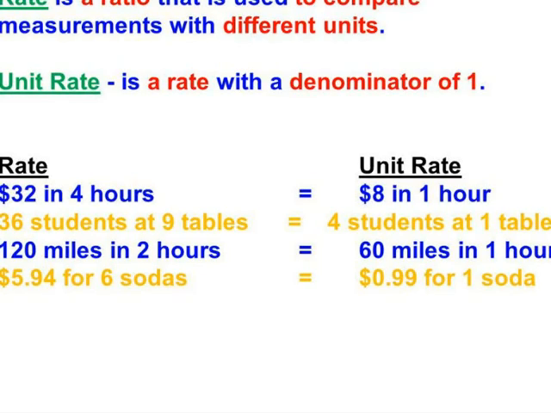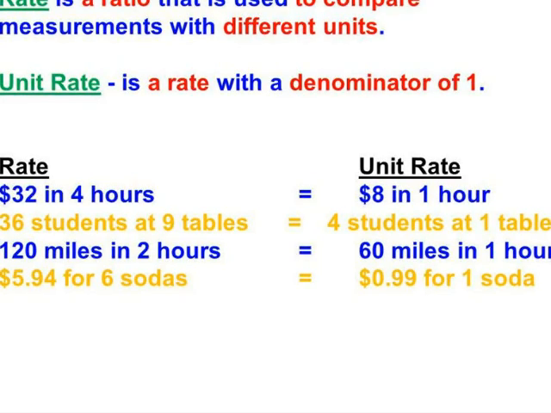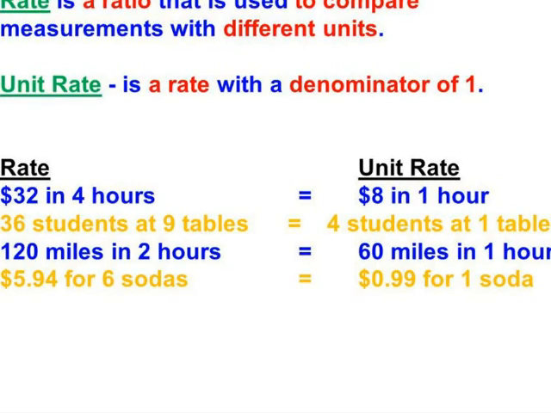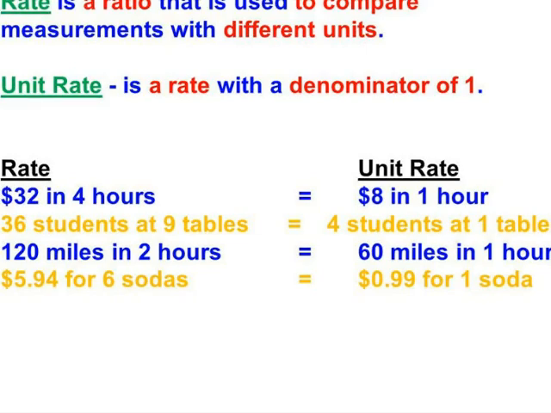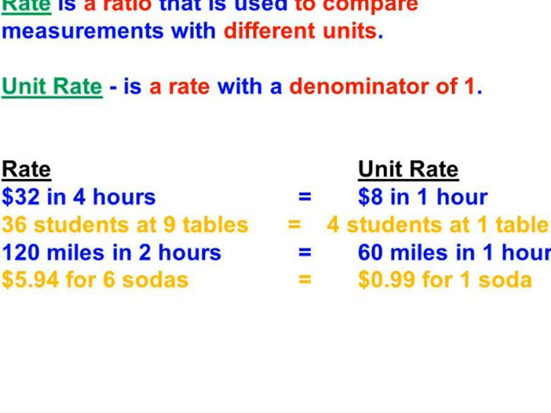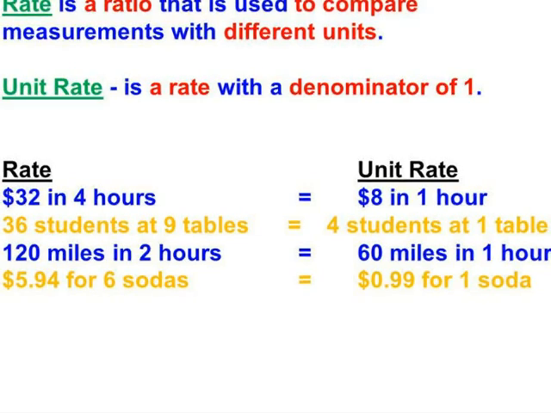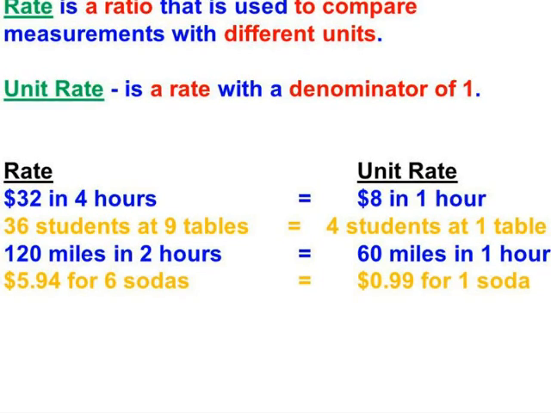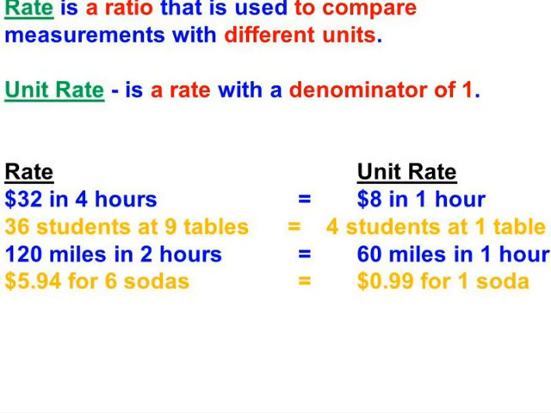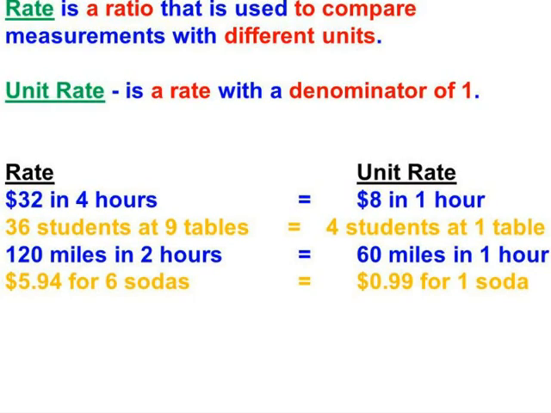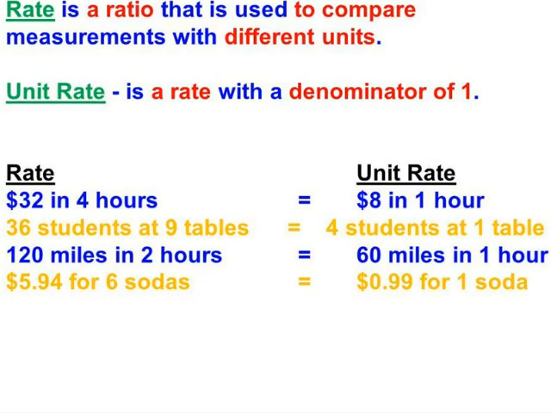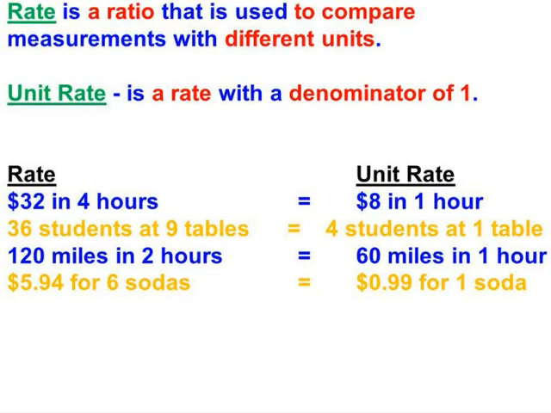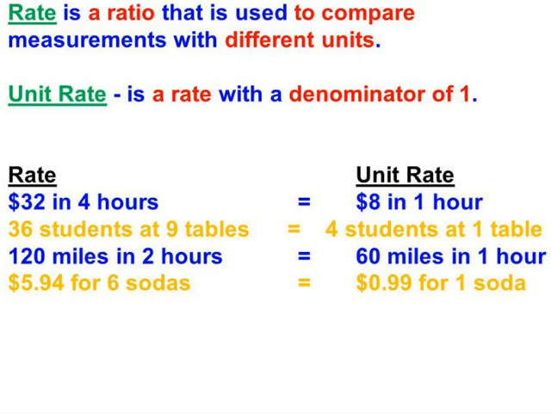20 miles in 2 hours. Again, this is a rate because we're talking about miles and hours. The units are different, miles and hours. But it is not a unit rate until I make the denominator 1. And the only way to make the denominator 1 is to divide the denominator by itself. So 2 into 2 goes 1 time, and then you're going to say 2 into 120 goes 60 times. So that means it's 60 miles in 1 hour.